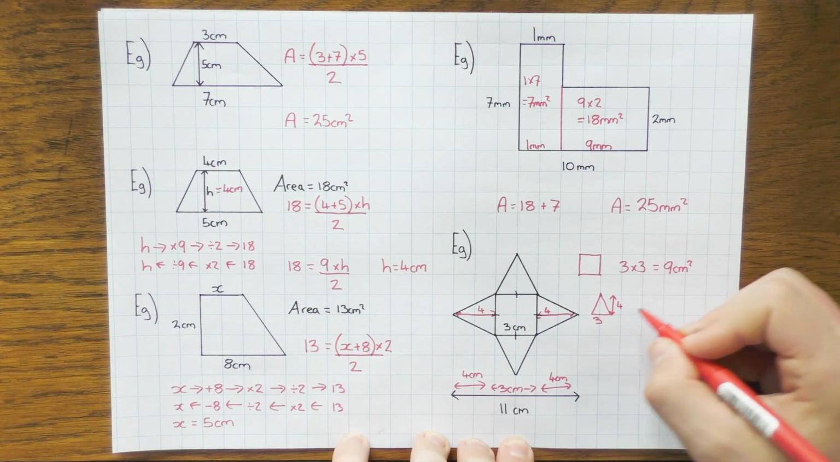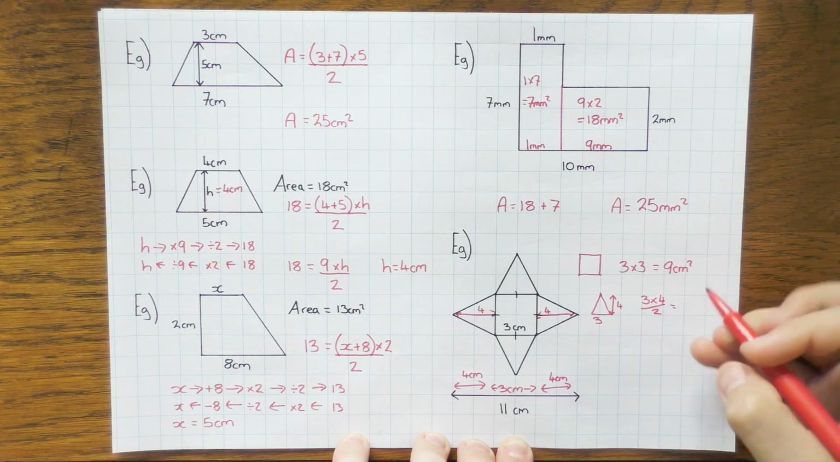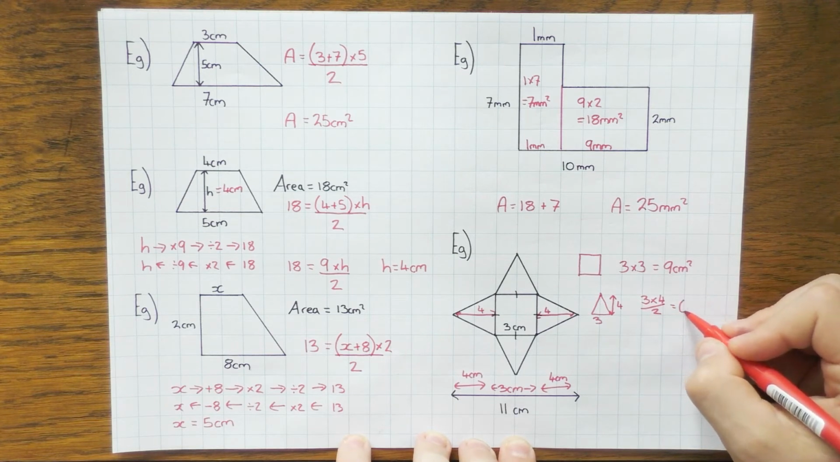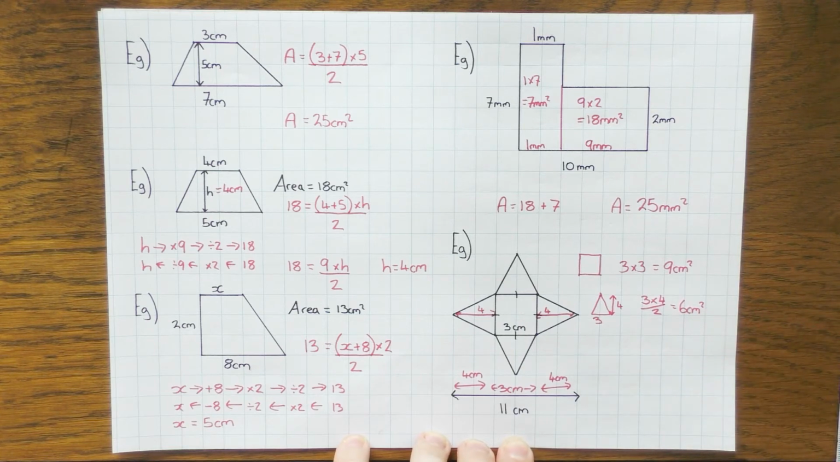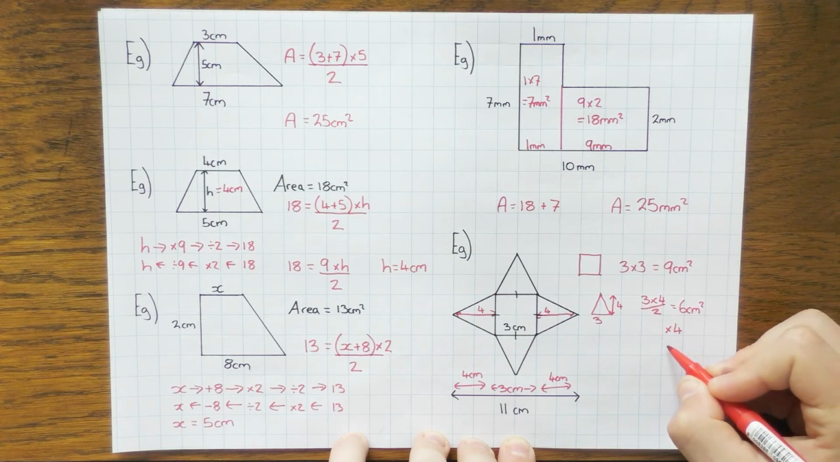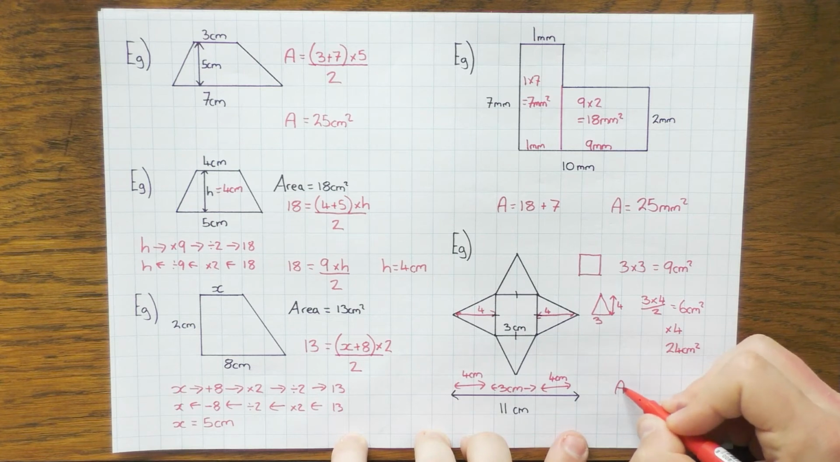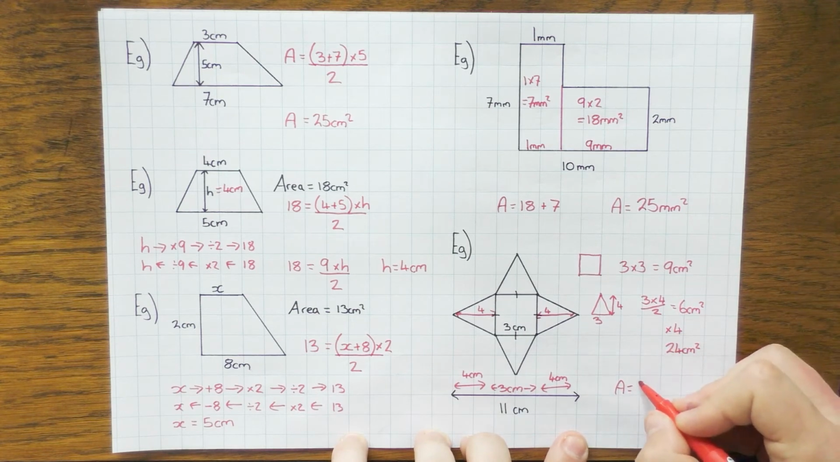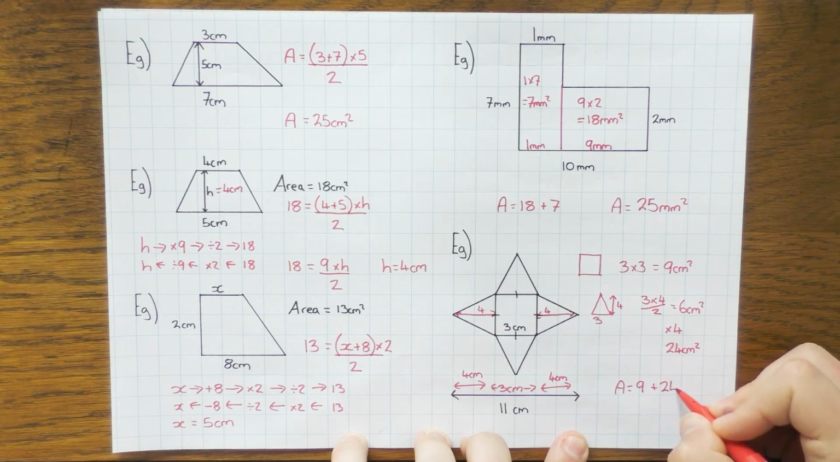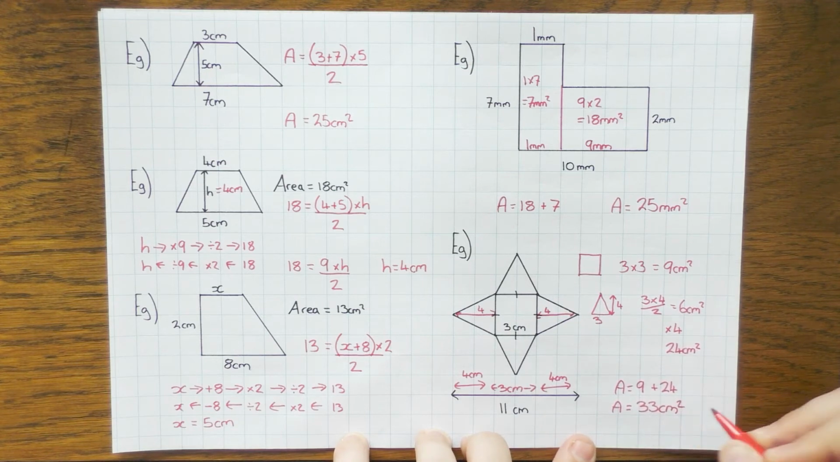So we've got the base, which is 3, times by the height, which is 4. Remember, it's a triangle, so we half it. So 3 times 4 is 12, half is 6 centimeters squared, and that's the area of one of the triangles. But I've got 4 of them, so I need to times that by 4 to give me 24 centimeters squared. So the total area will be the area of the square, which we worked out to be 9, plus the area of the 4 triangles, which is 24. And that's going to give me the overall area of 33 centimeters squared.